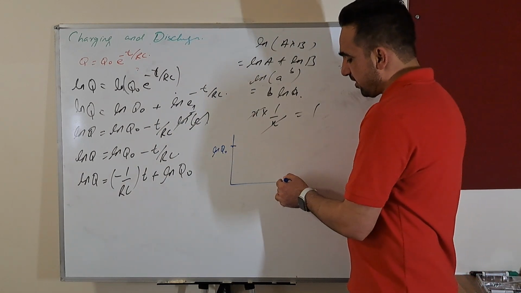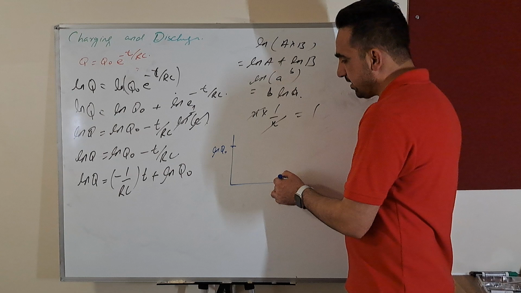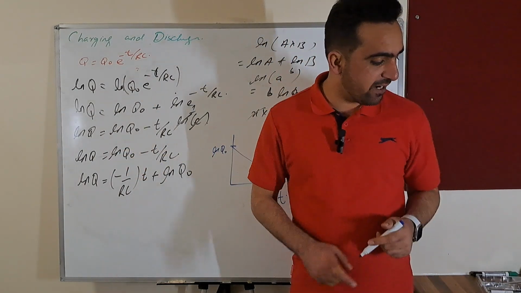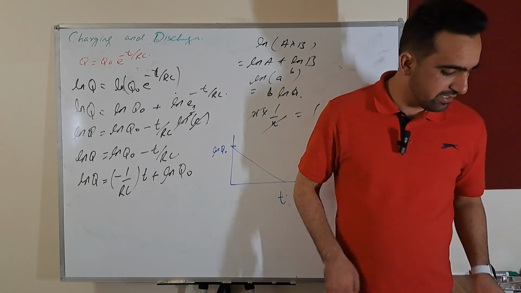But you can plot a graph, and the graph will look like a linear graph, because this is a linear equation. So you will find a graph like this.